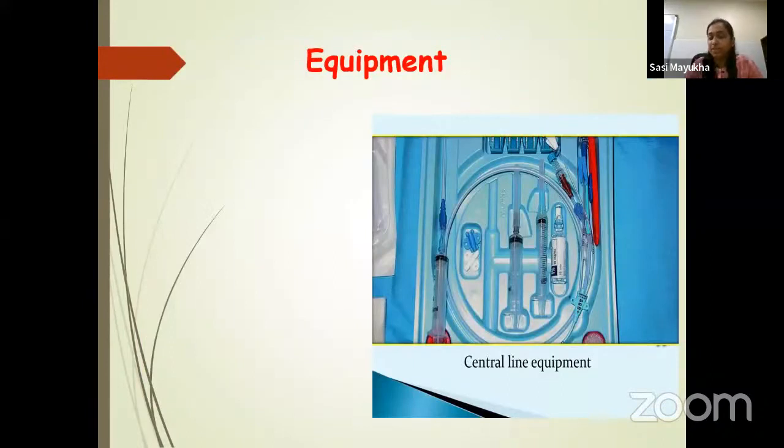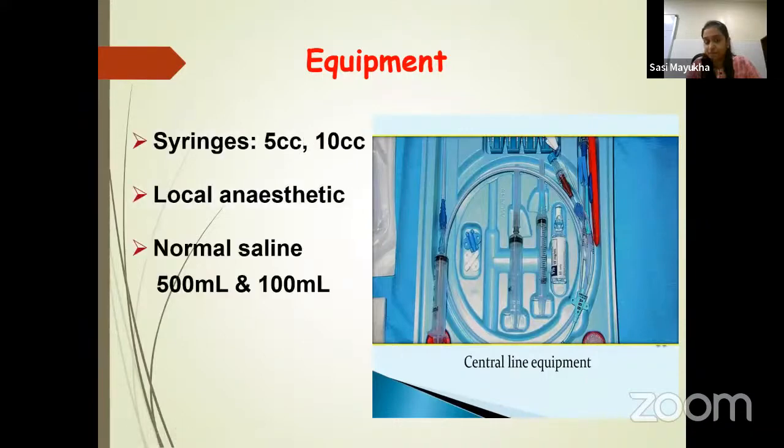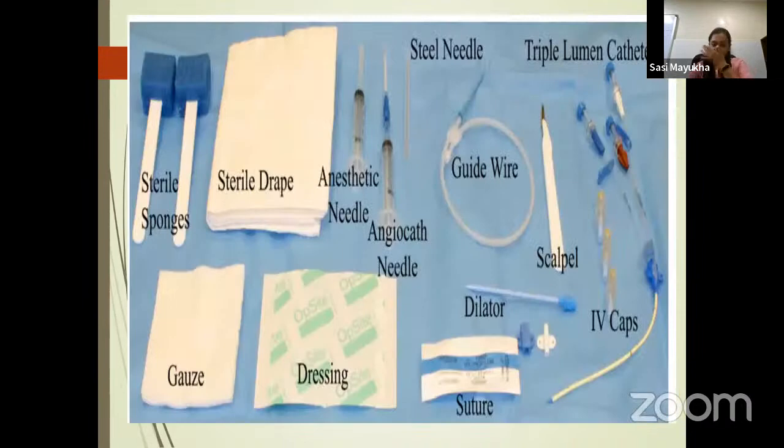This is the central line equipment. I think all of you would have seen this kit, which will be available to us. As you can see in this slide, there is a needle which is required for the venous insertion. This is the guide wire. This is the scalpel which is required. And here you can see there are 3 lumens. This is a central line catheter with 3 lumens. There will be one 16 gauge and two 16 gauge and one 18 gauge for IV fluids or blood transfusions. And this is the dilator which will be used for dilatation.